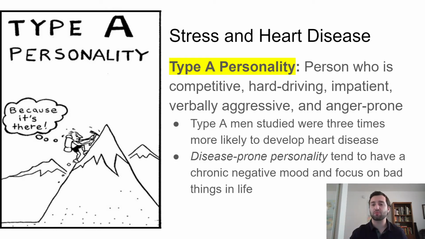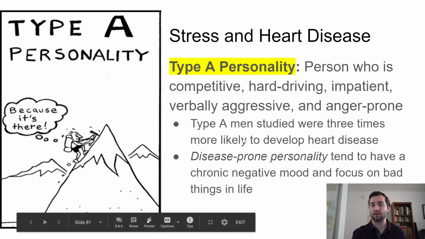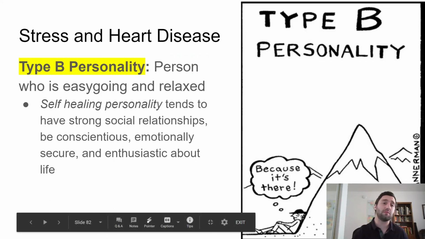We also have what's called the disease-prone personality, which tends to have a chronically negative mood and focus on bad things in life. This could be like a subcategory of type A, but if you think about the way we're defining it, disease-prone personality is really focusing on the result. People who have a chronically negative mood and focus on bad things in life also tend to be more prone to disease. So what we're seeing here is how our responses to stress in general affect our health later in life. We also have type B personalities.